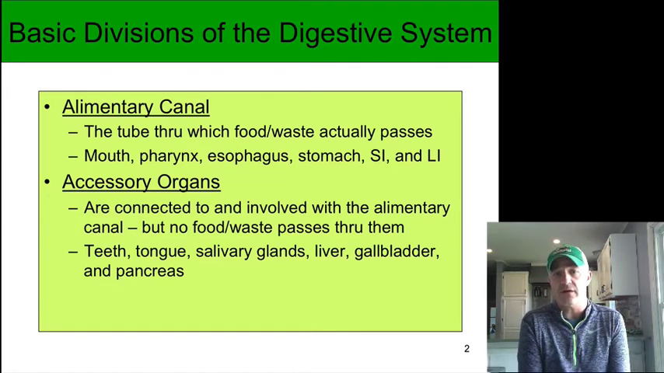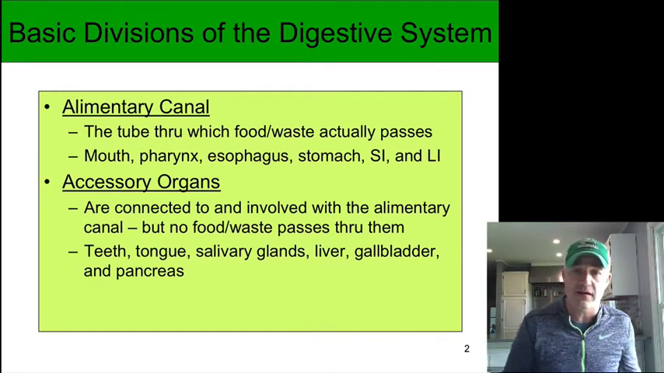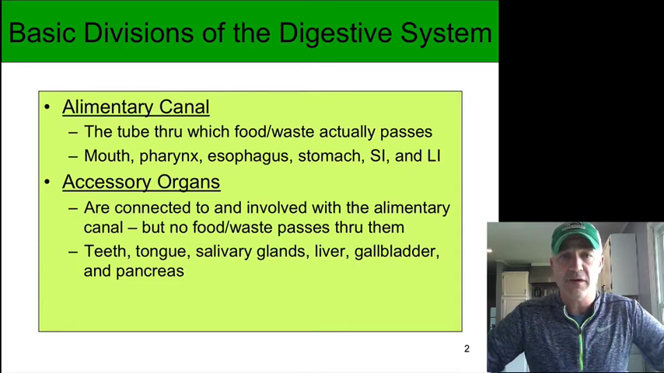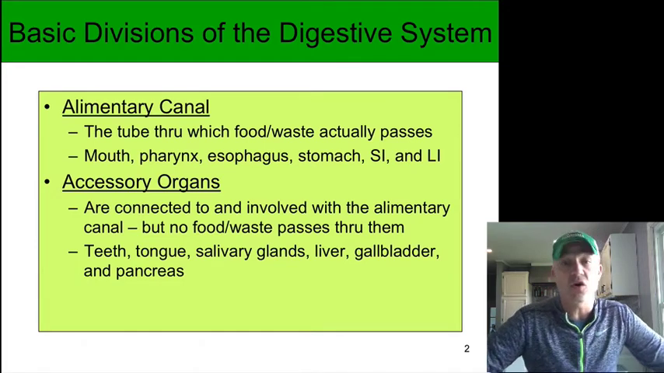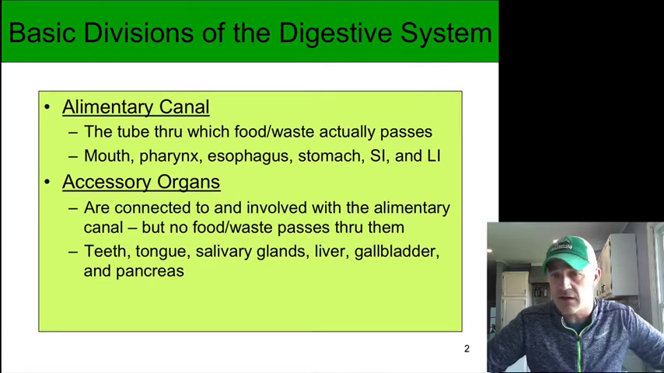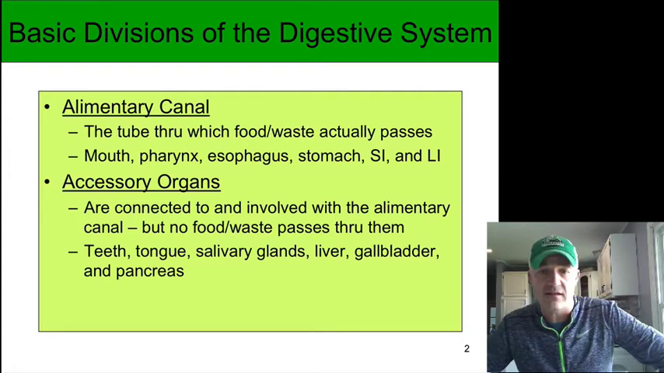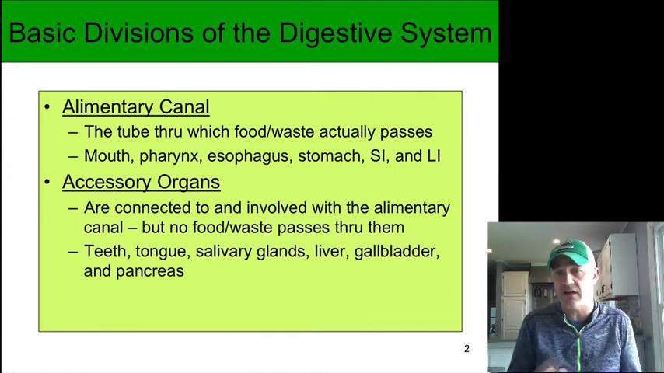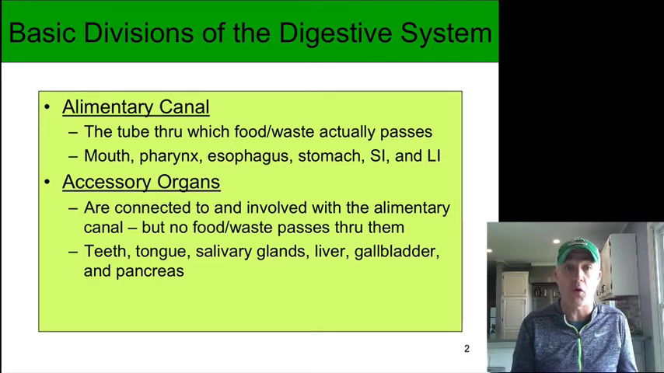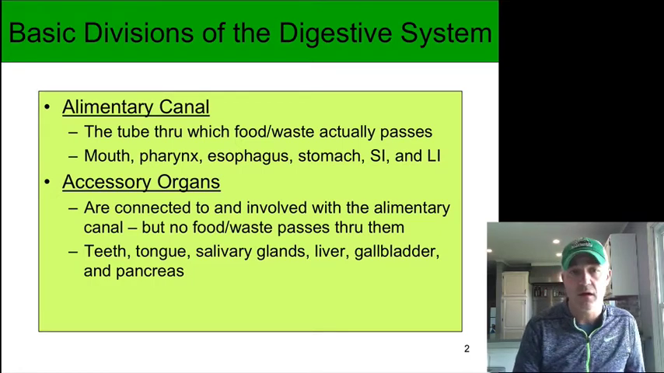Then there are the accessory organs. These are the organs that are involved with the digestive process, but the actual food and waste products don't pass through them. So this is going to be parts of the system that aid in the digestion, things like the teeth and the tongue, and stuff that puts secretions into the alimentary canal, like the salivary glands, the gallbladder, the liver, the pancreas. Again, organs that are definitely involved in the digestive process, but do not actually have the bolus passing through them.